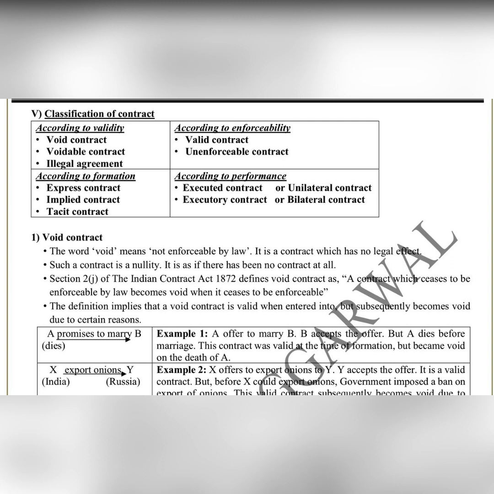X promises to export onions to Y in Russia. So this is a valid contract when entered. But before export, the government imposed a ban on all export of onions. Can we now perform the contract? No. The contract becomes void. So void contract means the contract which was valid when it was entered, but later on it became void due to certain circumstances.